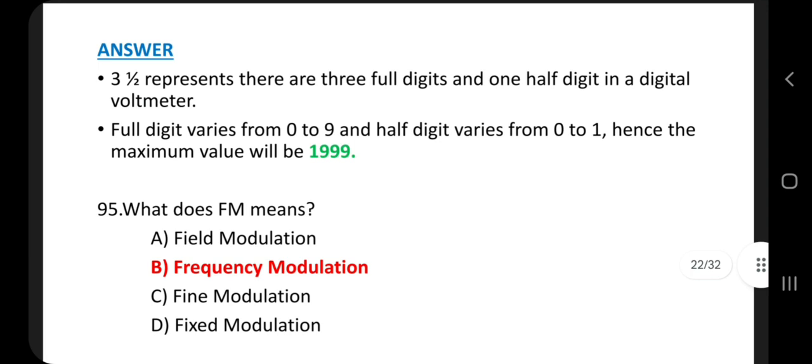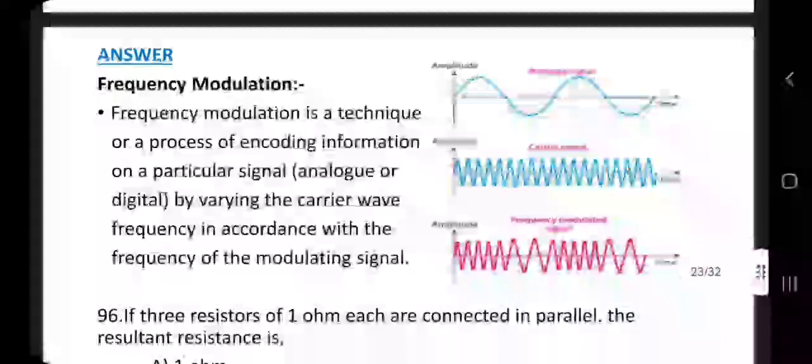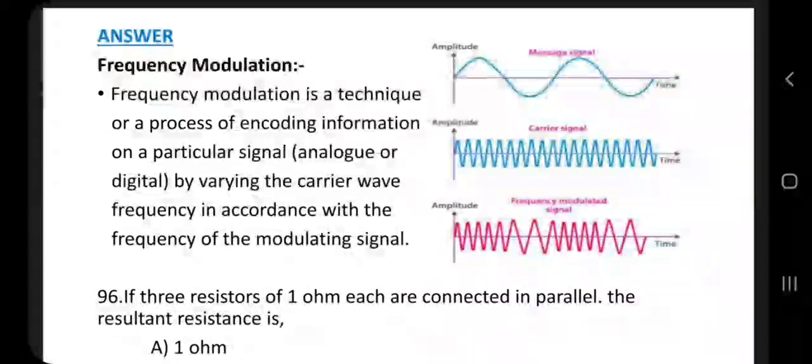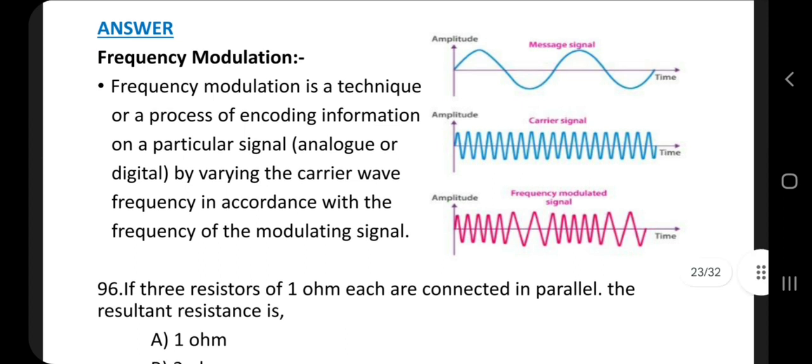Question number 95. What does FM mean? Answer is option B, frequency modulation. What is frequency modulation? Frequency modulation is a technique or a process of encoding information on a particular signal, analog or digital, by varying the carrier wave frequency in accordance with the frequency of the modulating wave. This we can identify from the figure given. The first one is the message signal and the next one is the carrier signal. The frequency modulation is performed on the carrier signal according to the message signal.